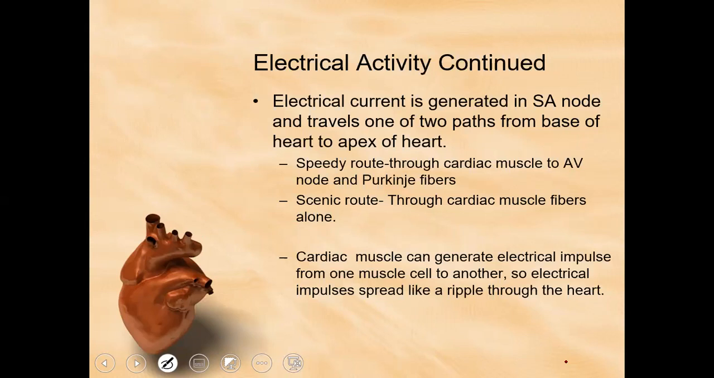This impulse spreads like a ripple, like when you drop a rock into a pond and you get ripple after ripple after ripple. So we really have impulse passing from cell to cell. That would be with the intercalated discs. The intercalated discs are what help the cells communicate and pass that electrical conduction to one another.